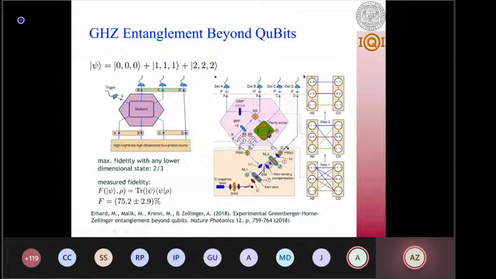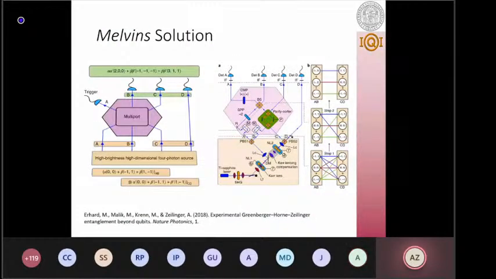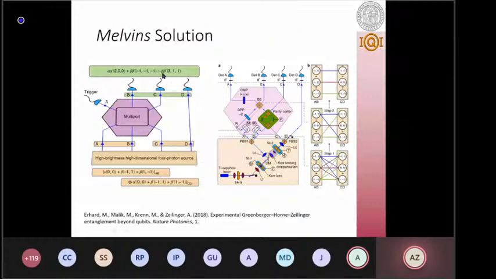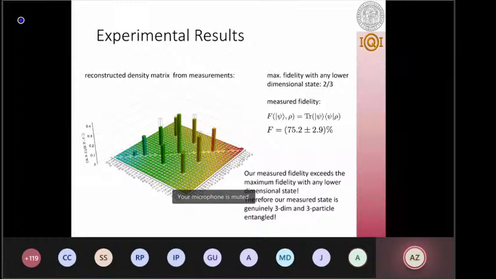This experiment was really a tour de force performed by Manuel Erhard in my group. I am sure, we can say already 3 years ago. Here is again a Mario Krenn solution. It's the idea that this is a Krenn solution, which actually in the end came up not with 0 plus 1, 1 plus 2, but with this state, which is also an entangled state, right? 2, 0, 0, minus 1, minus 1, minus 1, 3, 1, 1, 1, which are the orbital angular momentum states. The experimental result is just the density matrix from our measurements. I don't think that I should go into too much detail here.